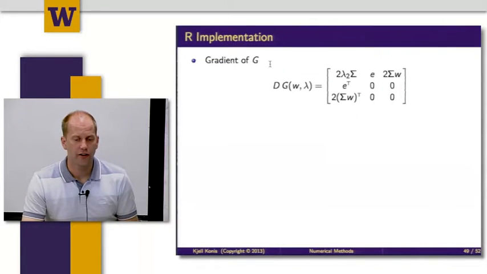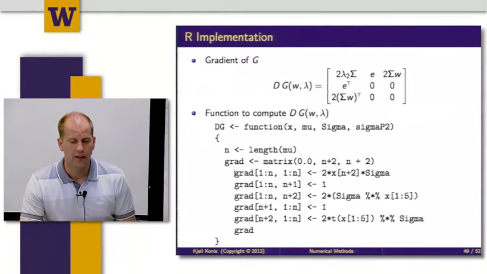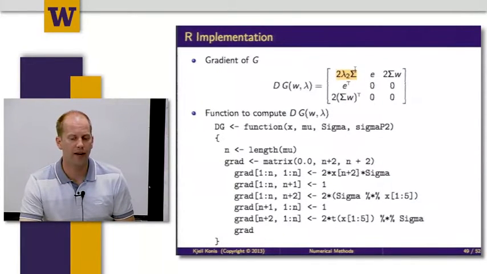Then similarly for the gradient, this is again going to be a little bit messier than the last one. I'm going to use pretty much the same approach I used in the previous example. So I'll make grad, which is a matrix of zeros, with dimension n plus 2 by n plus 2. Then in the top left n by n block, I'm going to put 2 lambda 2 sigma. 2 lambda 2 is a scalar, and sigma is an n by n matrix, so that's why I have to assign it into an n by n block of this matrix grad. And I just have 2 times lambda 2 times sigma.